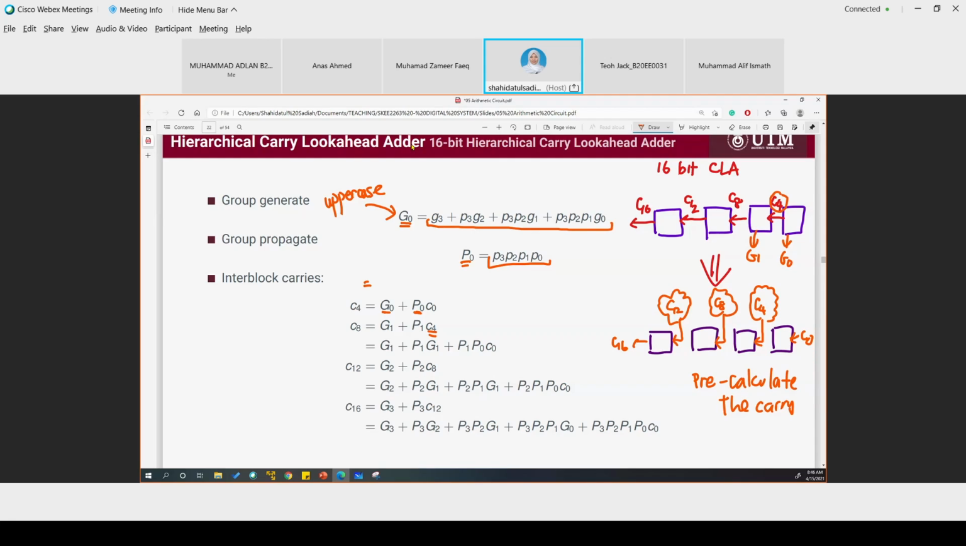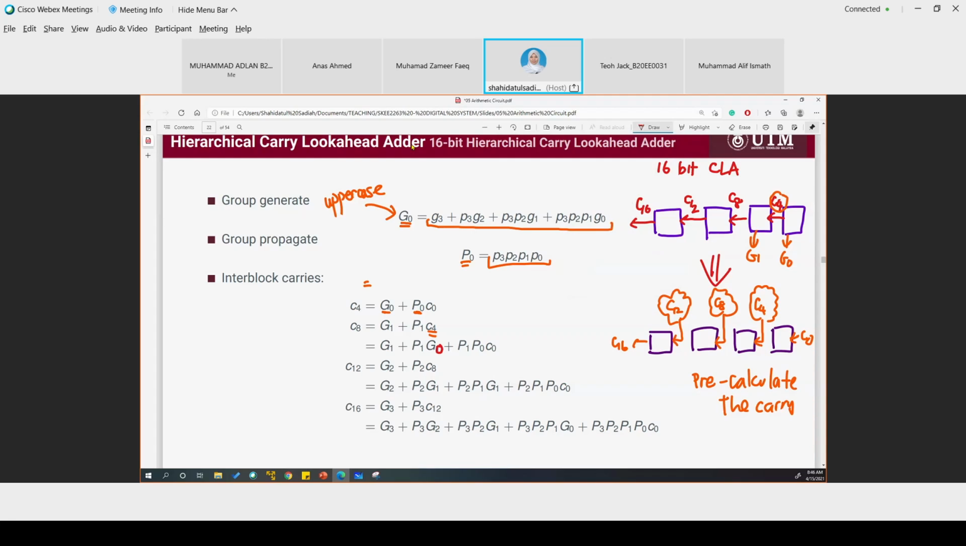And we can replace this C4 with this. Only that, is this correct? I think this is a typo. This must be a typo. This is G1 plus P1, okay? Everyone, please correct this on your slide. So this is G0 here.